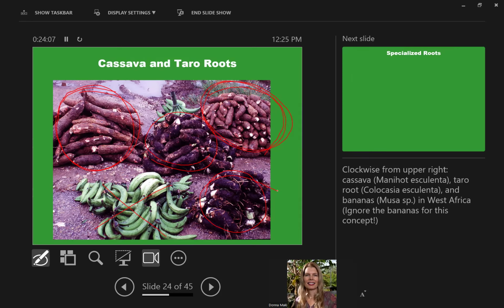Has anyone? For sale? Meijer or anything? I have not seen one. I think I have seen taro though. Taro roots.